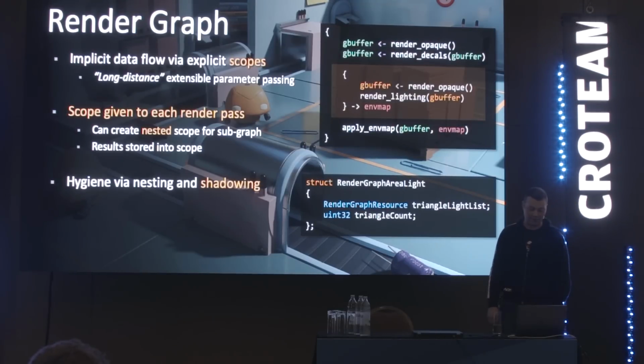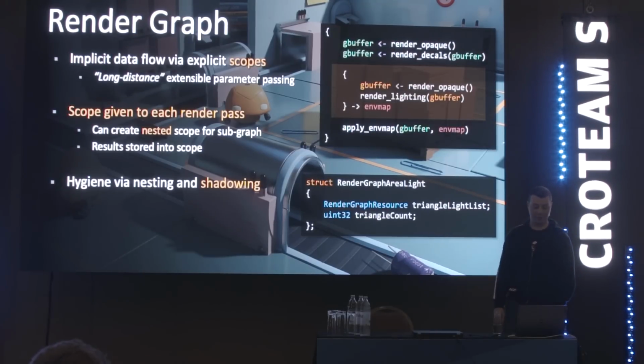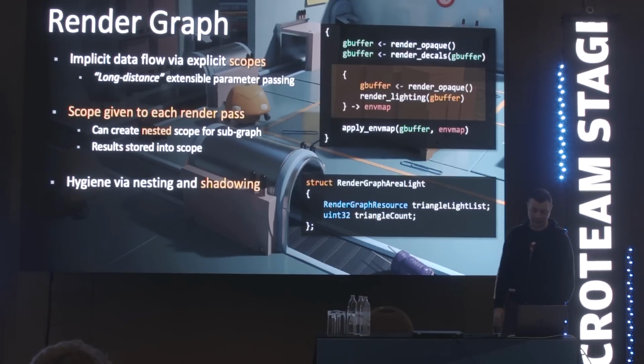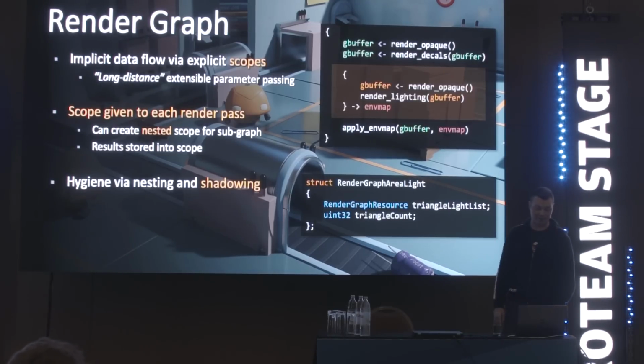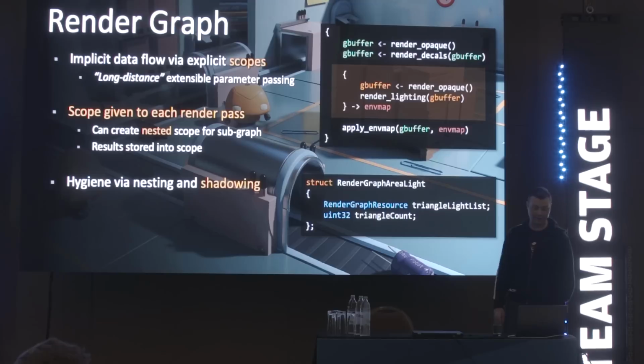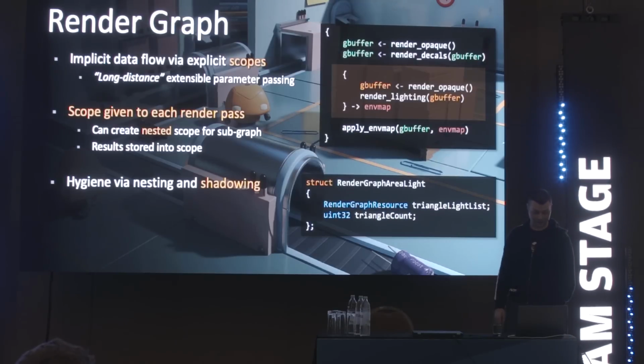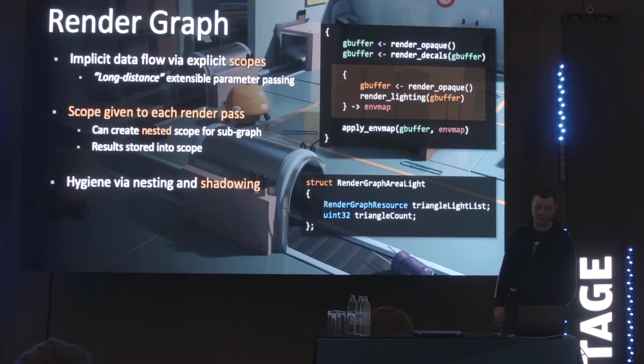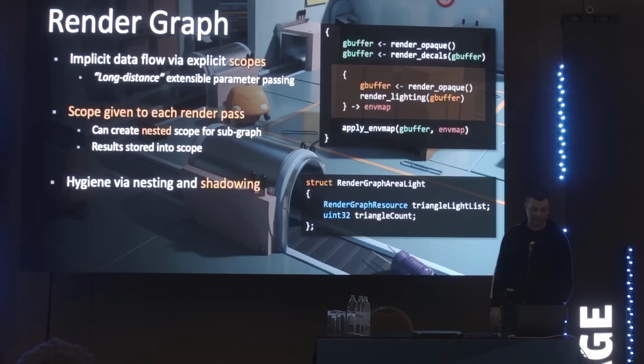The initial implementation of render graph would explicitly chain input and output dependencies between passes, but this led to messy coupling, and also explicit checks like if a depth prepass is already run, import the depth target, and if not, clear the depth target or disable depth. We improved the implementation to support implicit data flow using explicit scopes. This allows for long-distance extensible parameter passing.